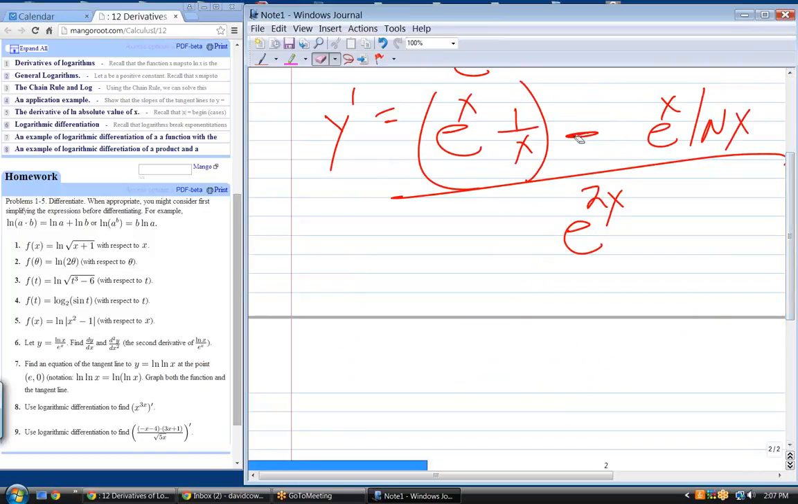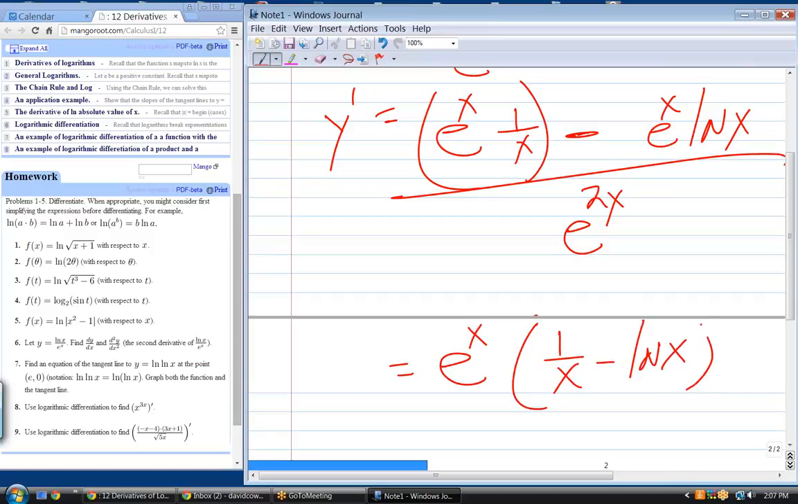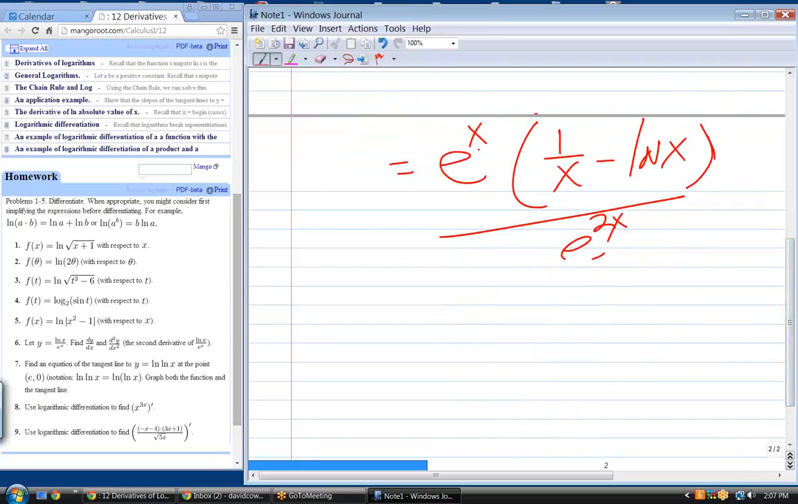I notice right off the get-go that I can factor out an e to the x from the top. And that means I can divide the bottom by e to the x also. So if I factor out an e to the x from the top, what am I left with? I'm left with 1 over x minus natural log of x all over e to the 2x.